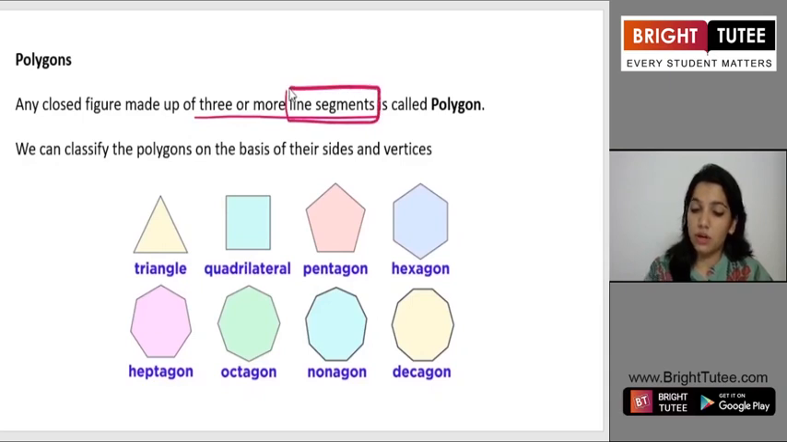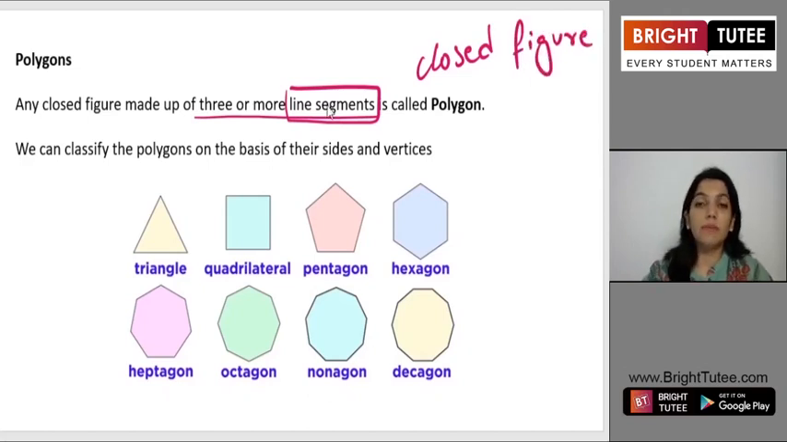It needs to be a closed figure. Very important, it needs to be a closed figure which is entirely made up of line segments. Okay, so here, as I have already mentioned, you can give n number of names to the polygons. However, it is good that you remember at least 10 of them, right?